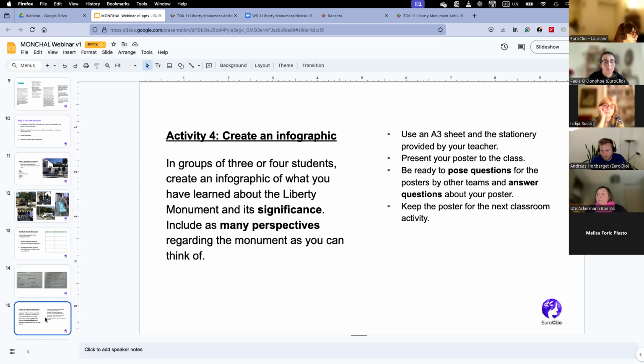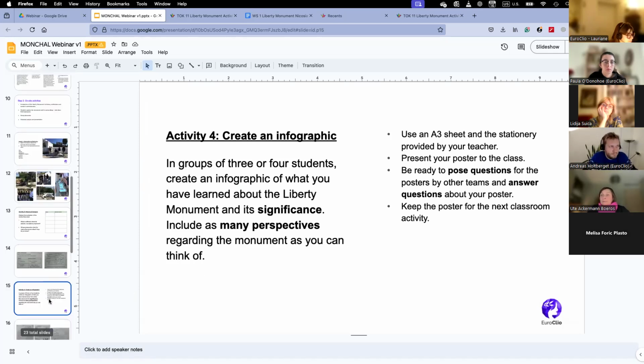Then we had the infographic, so that was activity 4. Again, in their groups or teams, they were asked to create an infographic about the Liberty Monument and its significance. I asked them also to include as many perspectives as possible. And we have here on the right the more detailed instructions.